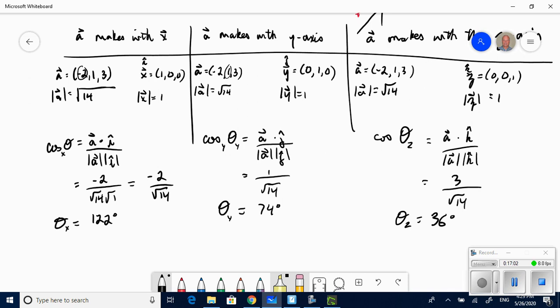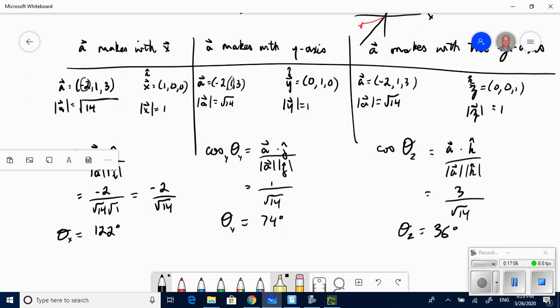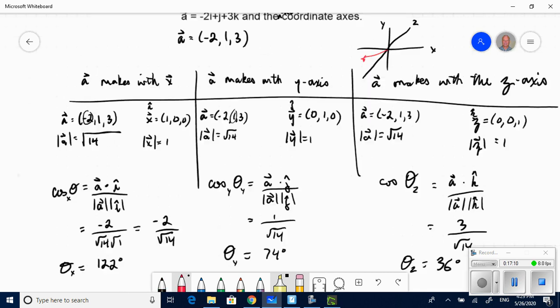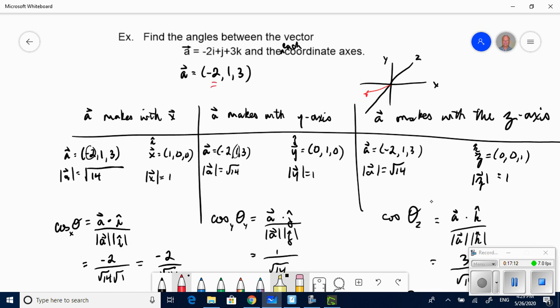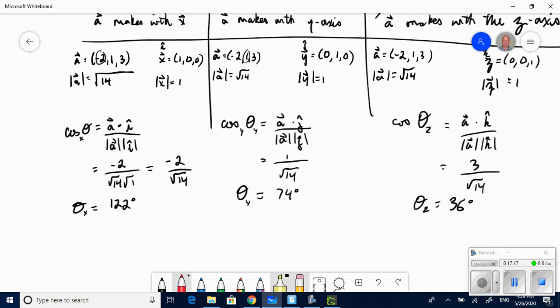Okay, that's really the way we're looking at this. Now keep in mind that our original vector was negative 2, 1, and 3. The negative 2 is the x component, and that shows up here on the x-axis. The 1 was the y component, that shows up here on the angle that the vector a makes with the y-axis, and then similarly 3 shows up in this case.